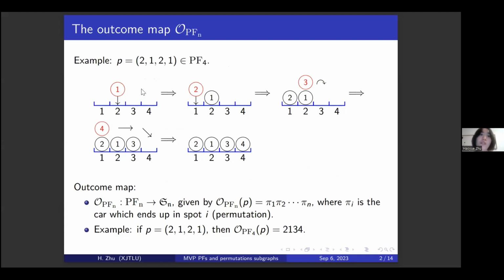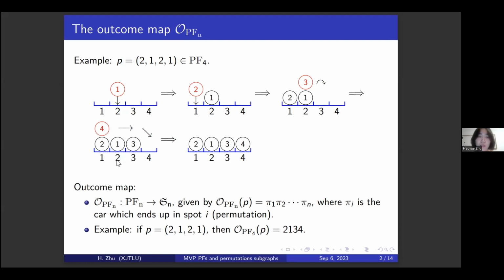Here we have one example. Car 1 wants to stay in spot 2, so car 1 goes to spot 2, and car 2 wants to stay in spot 1, so car 2 goes to spot 1. Car 3 also wants to stay in spot 2, but spot 2 has been occupied by car 1, so car 3 continues to find the first empty spot, which is spot 3, so car 3 stays in spot 3. For car 4, it wants to stay in spot 1, but spot 1 is occupied by car 2, so car 4 continues to the first empty spot, which is spot 4, and car 4 stays in spot 4.